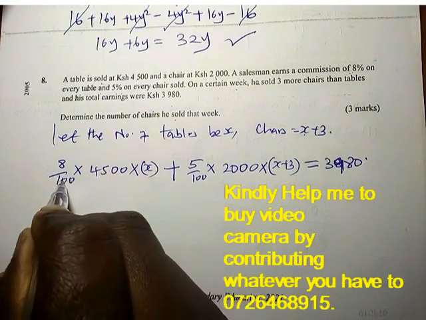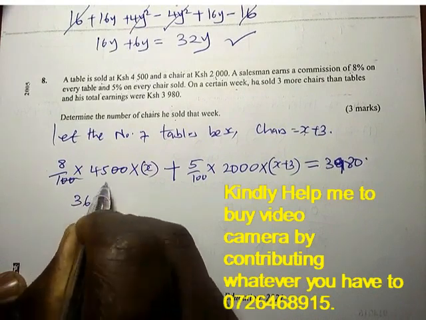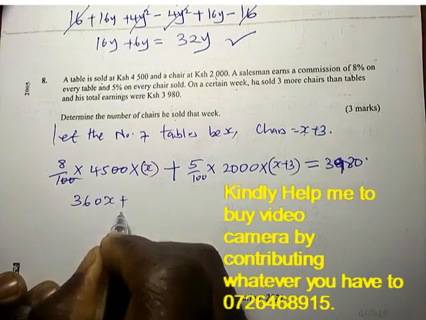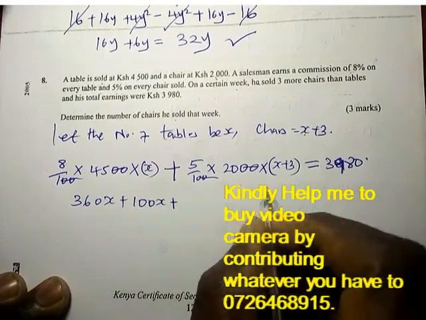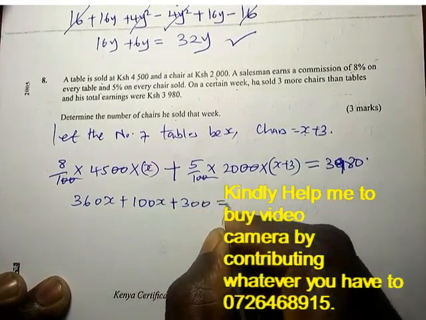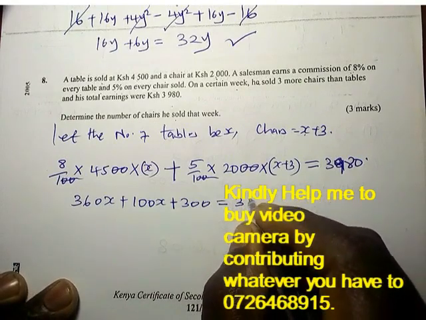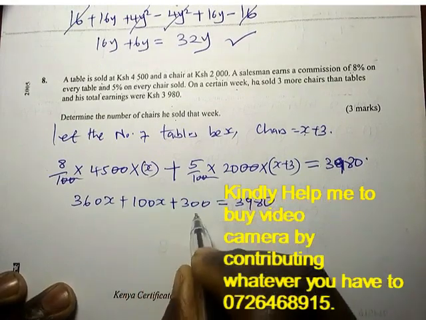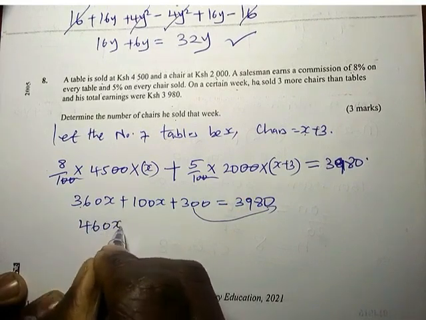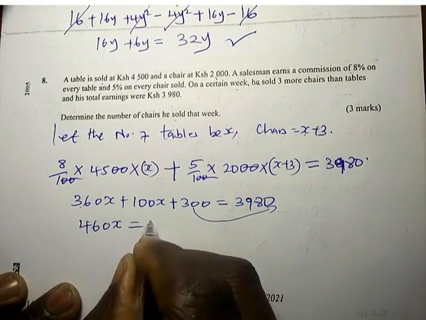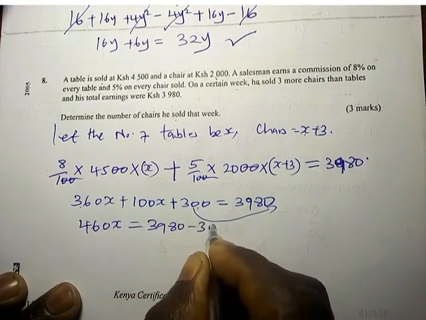So you solve this one like that. You will find that it is 360x plus this and this, 100x plus 300. The answer is 3980. Multiplying together, this will go there. So we'll have 460x is equal to, if you subtract this one there, 3980 minus 300.